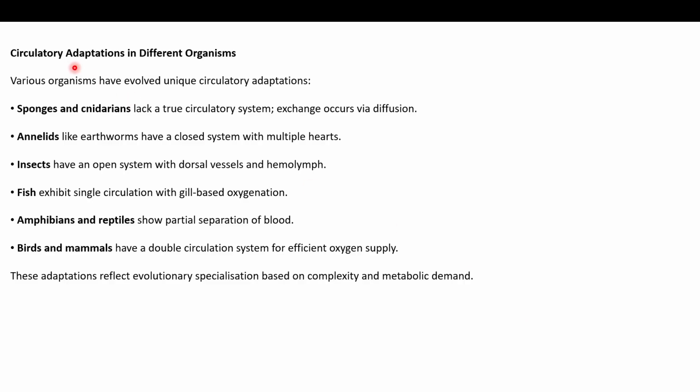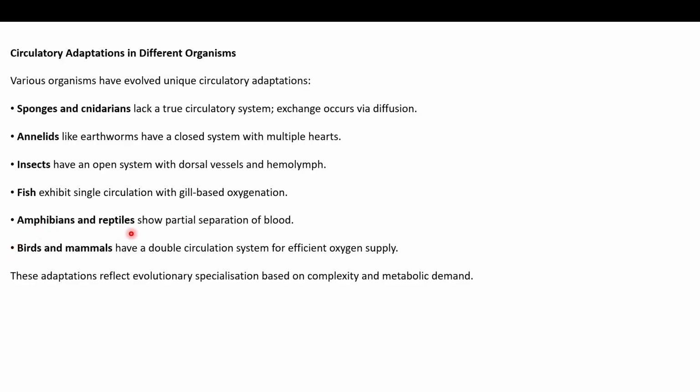Now, if we talk about the circulatory adaptations in different organisms, different kinds of organisms have evolved different circulatory adaptations. Sponges and cnidarians actually lack a true circulatory system. However, all these exchanges can occur via diffusion. Then there are annelids like earthworms. They have a closed system with multiple hearts, as in some kind of pumping organ. And insects have an open system with dorsal vessels and hemolymph, the fluid which is found in the body cavity. And fishes exhibit single circulation with gill-based oxygenation.